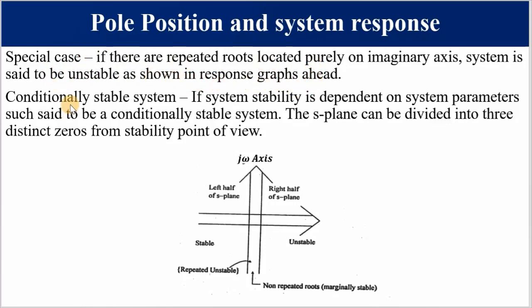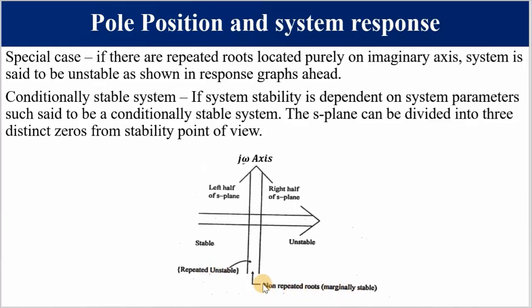What is a conditionally stable system? We defined it before, and we said if stability is dependent on system parameters, it is said to be a conditionally stable system. Please take note that from this point we can have poles located on the j omega axis, and the system can be stable or it can be unstable. For repeated roots it is unstable, but for non-repeated roots it is said to be marginally stable.